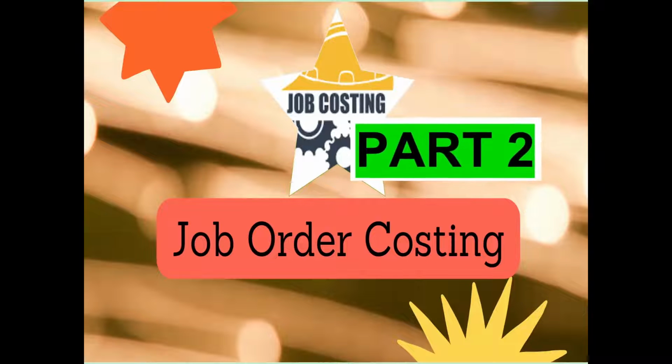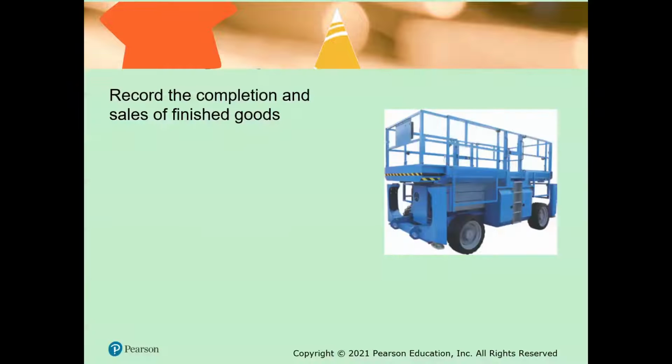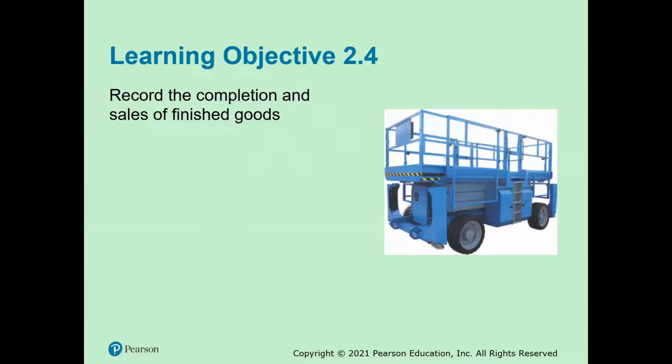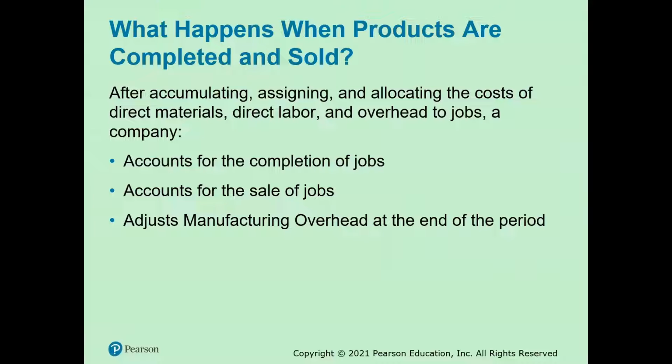This is part 2 of job order costing. We will begin with learning objective 2.4, record the completion and sales of finished goods. Once you know how to accumulate, assign, and allocate the cost of direct materials, direct labor, and overhead to jobs, the process must be completed by accounting for the completion of jobs, accounting for the sale of jobs, and adjusting manufacturing overhead.